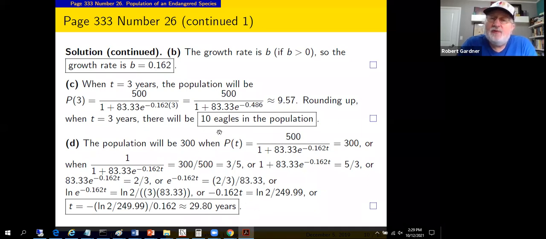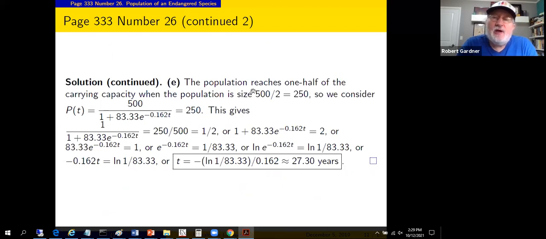So it took 3 years for it to reach a population size of 10, and it took only another roughly 26.8 years to reach a population of 300. So it's actually started to grow quite well. The carrying capacity was 500, as we observed above. In part E, they want us to find when the population reaches 1/2 of the carrying capacity. The carrying capacity is 500, half of that is 250. So their question is, when does the population reach a size of 250?